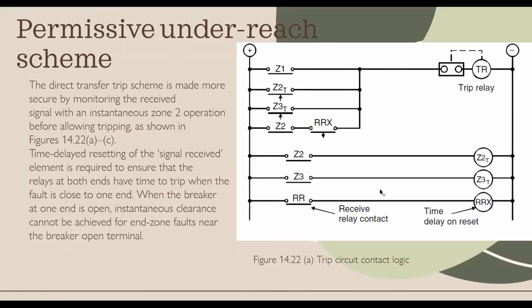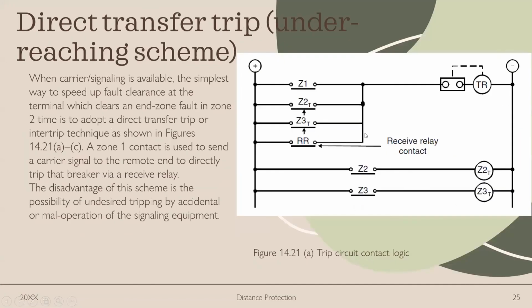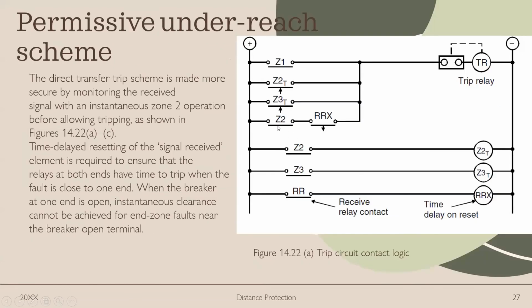Permissive underreach scheme. The direct transfer trip scheme is made more secure by monitoring the received signal with instantaneous zone 2 operation before allowing tripping, as shown in this figure here. So before, the receive relay contact was located here by itself, and now it's monitored by the instantaneous zone 2 operation.